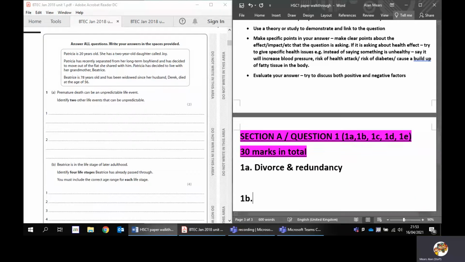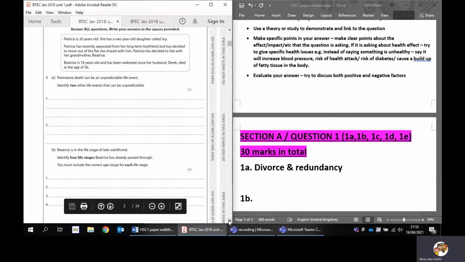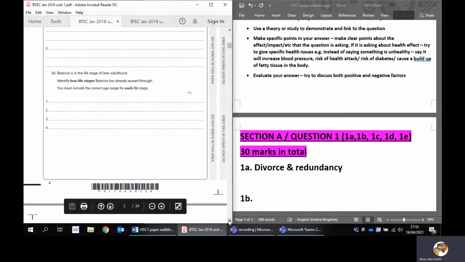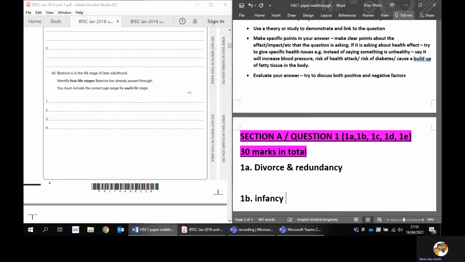So 1B, we're going to move on to next. Beatrice is in the life stage of later adulthood. We know from the item that she is 78. Identify 4 life stages Beatrice has already passed through. At this point, she's gone through all the life stages before later adulthood. So obviously she would have been in infancy, 1 life stage. We've also put the range here: infancy, which is 0 to 2.